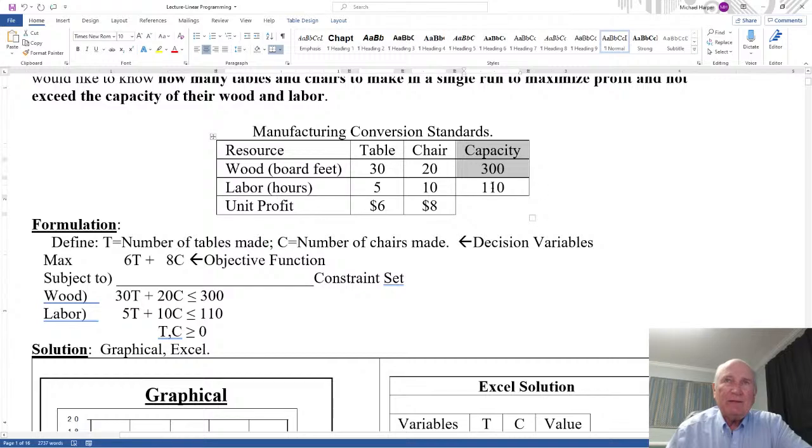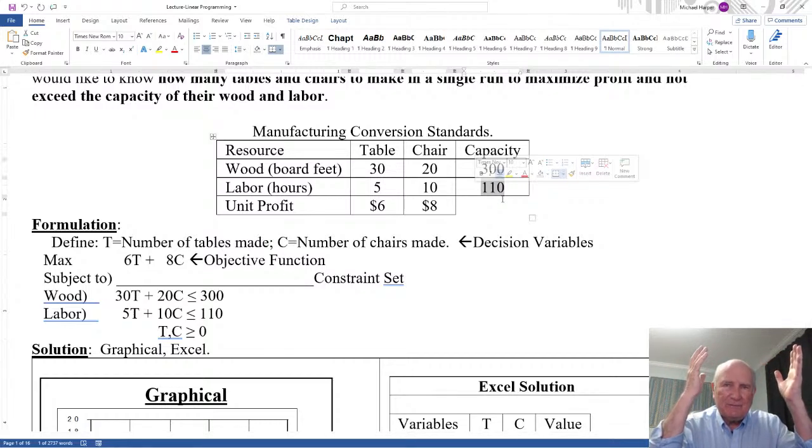Okay, likewise for labor. Well, every table requires 5 hours of labor, and every chair requires 10 hours of labor. So if I make one table and one chair, I'll be using up 15 hours of labor, but I have 110 hours of labor available in this production run. So a production run usually is defined as a week or 2 weeks or 3 days or something. And the amount of labor time you have, that's your capacity. That's how much you have. So you're limited by how much capacity you have.